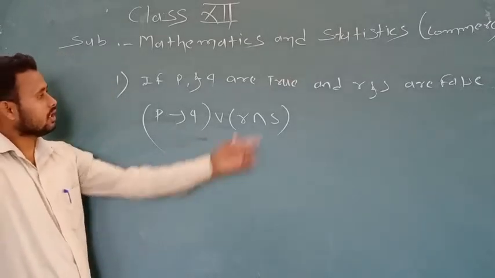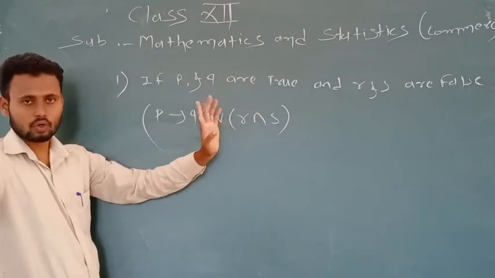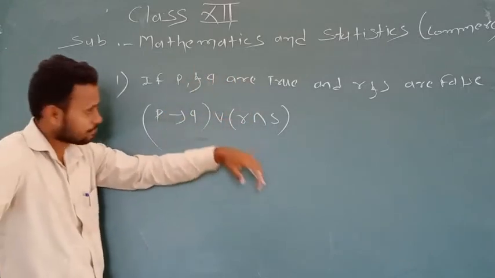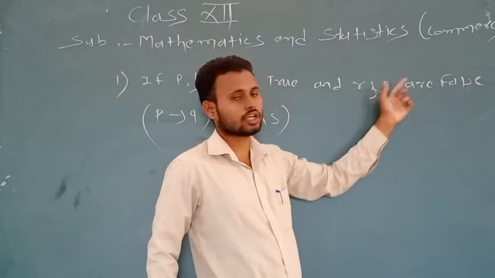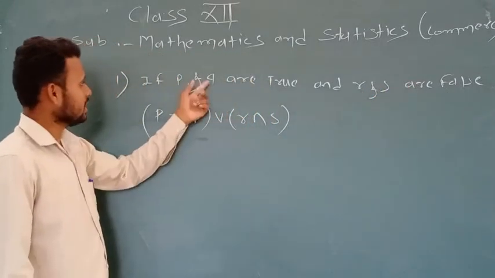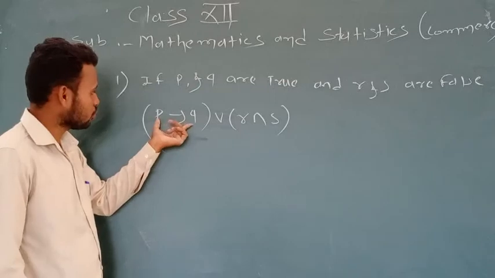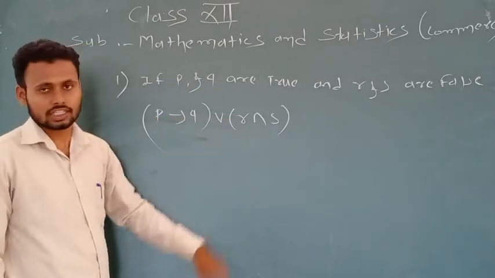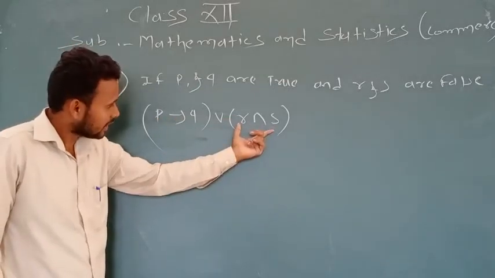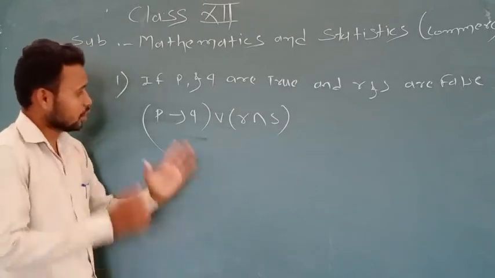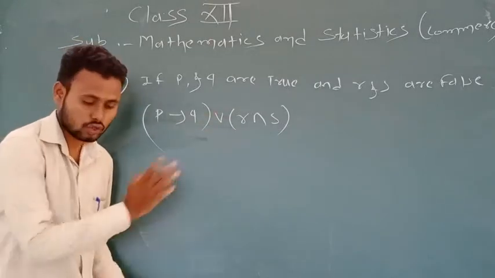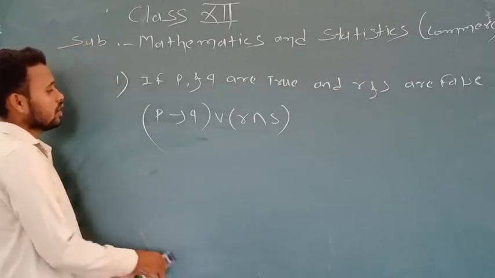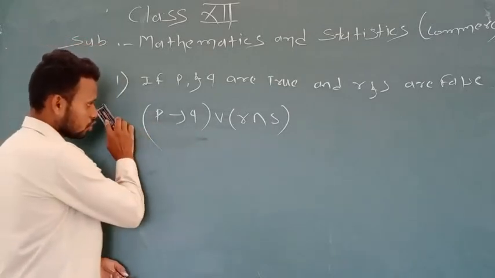Now, solution here. P and Q are true, therefore the truth value of P and Q is T. Similarly, R and S are false, therefore the truth value of R and S is F. Therefore, we substitute the value T for P and Q, and F for R and S, and then we can use the truth table for logical connectives, and we get the required truth value of that statement.